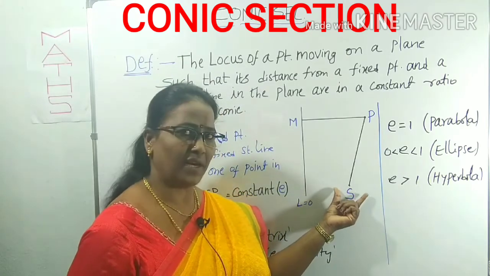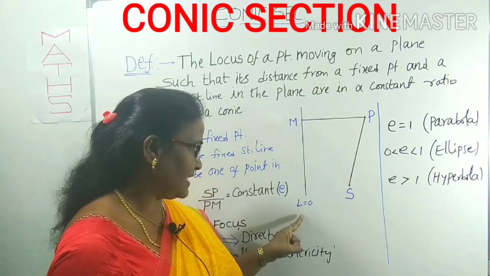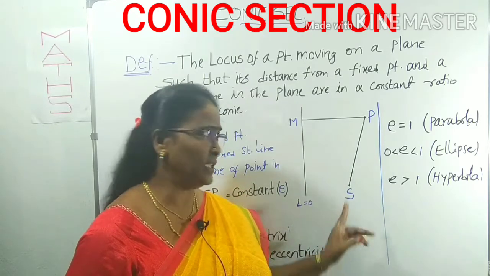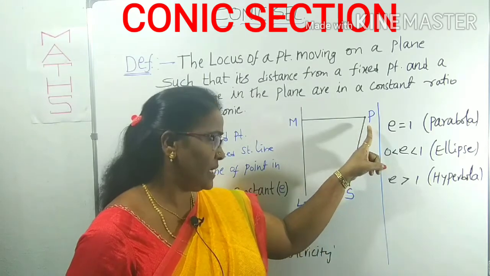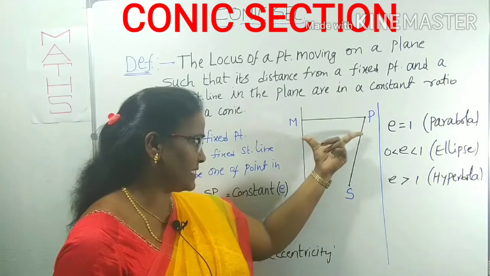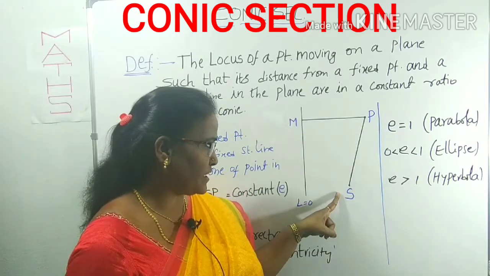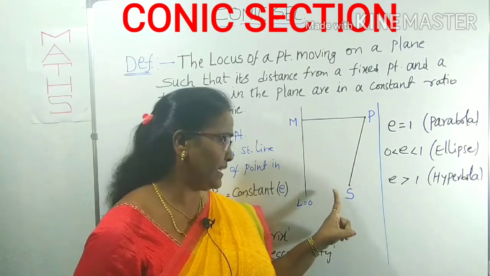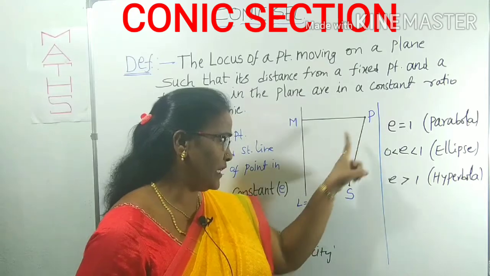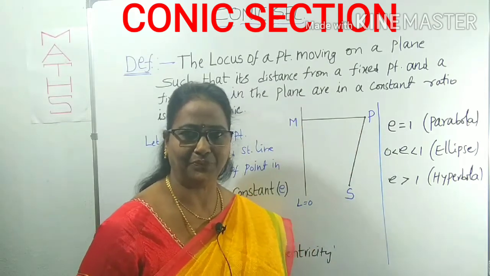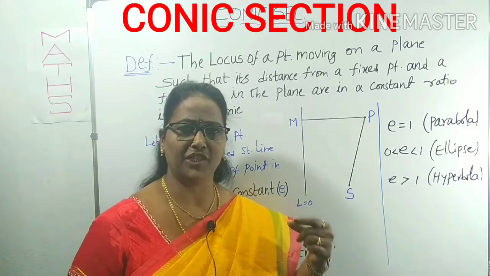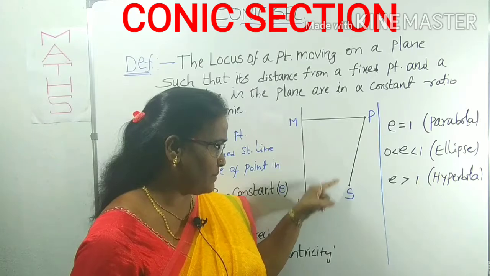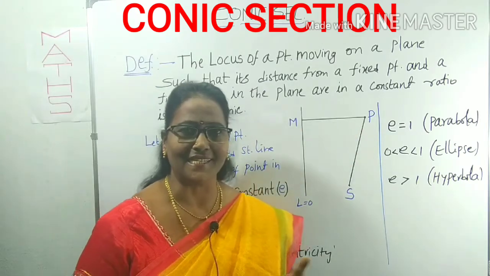I have taken this fixed point as S. Fixed straight line is L equals 0. In the plane, some points are moving, of which one of the points I have taken as P. Distance from P to straight line L equals 0 I have taken as PM. Distance from fixed point to P is taken as SP. Indirectly what is given clearly? The distance from S to P and P to M is in constant ratio. Ratio means what? Suppose A is to B, you can write A by B also. Means indirectly SP by PM is given as constant.